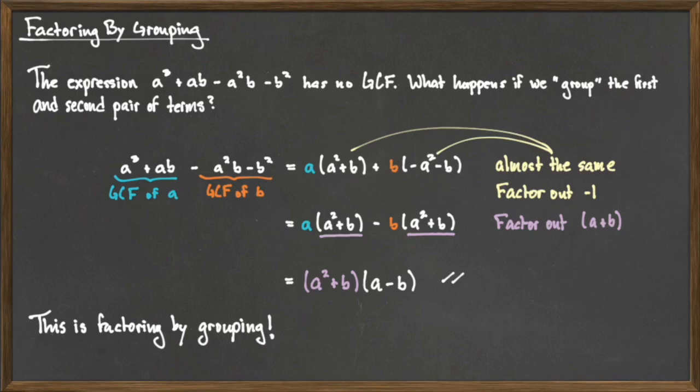And this is factored by grouping. It ends up being a pretty nice strategy if the polynomial is set up correctly. The main idea is that if I group the first and second pair of terms and factor out their GCF, I may leave behind a common factor within both.